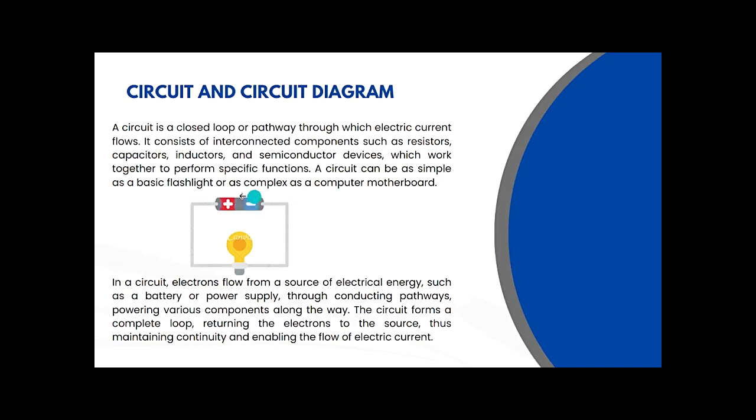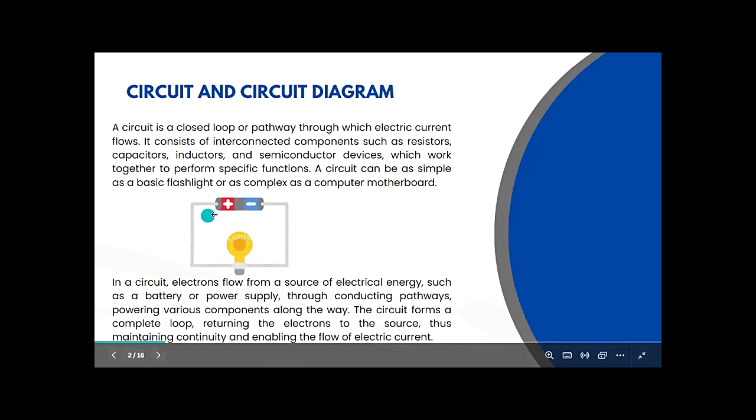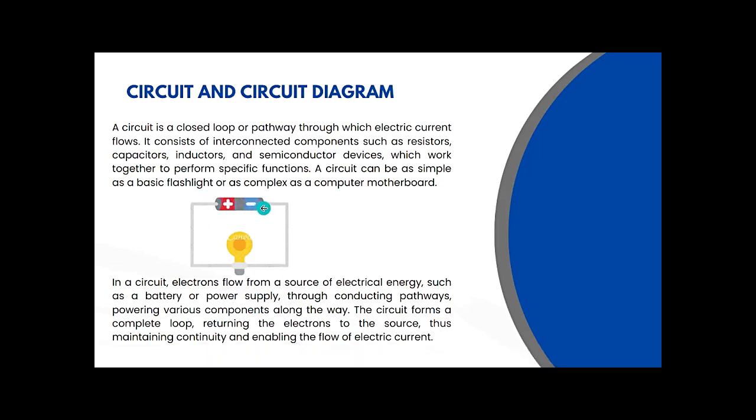Here there's a battery, which is the electrical energy supplying the current to this load, this bulb. The current comes from the negative side and flows through the load, then comes back again, entering the positive terminal. This continues until the energy source, the battery, is removed or switched off.